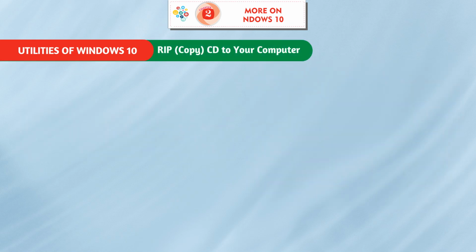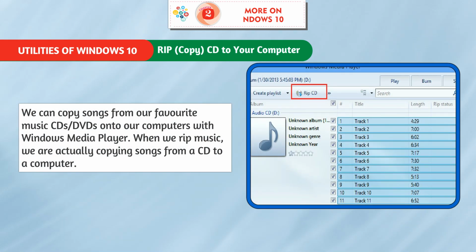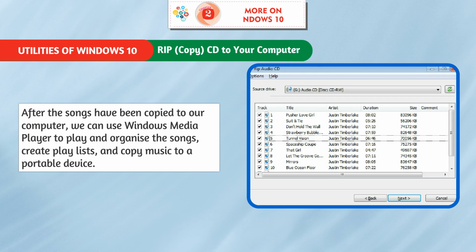Rip: copy CD to your computer. We can copy songs from our favorite music CDs and DVDs onto our computers with Windows Media Player. When we rip music, we are actually copying songs from a CD to a computer. After the songs have been copied to our computer, we can use Windows Media Player to play and organize the songs, create playlists, and copy music to a portable device.